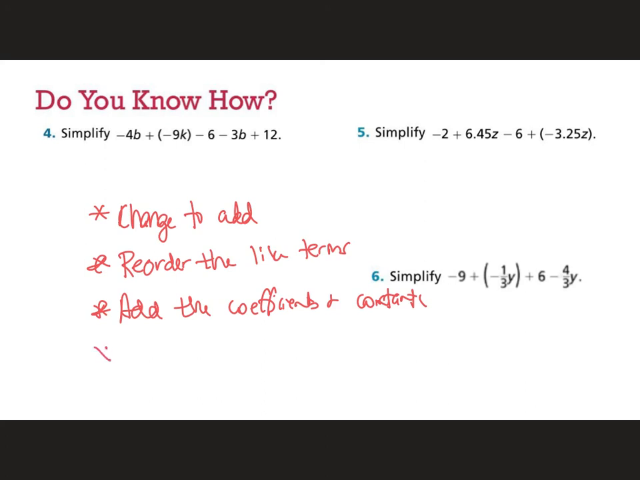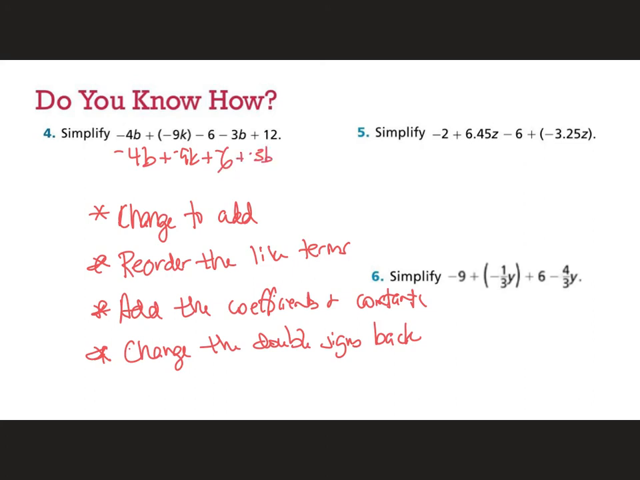So once you've done that, you're going to go through and change the double signs back. So you're going to create double signs, like you're going to create it so that it was negative 4b plus negative 9k plus negative 6. So you're going to be creating plus negative 3b. You're going to be creating these double sign situations. Then you're going to change it back at the end.